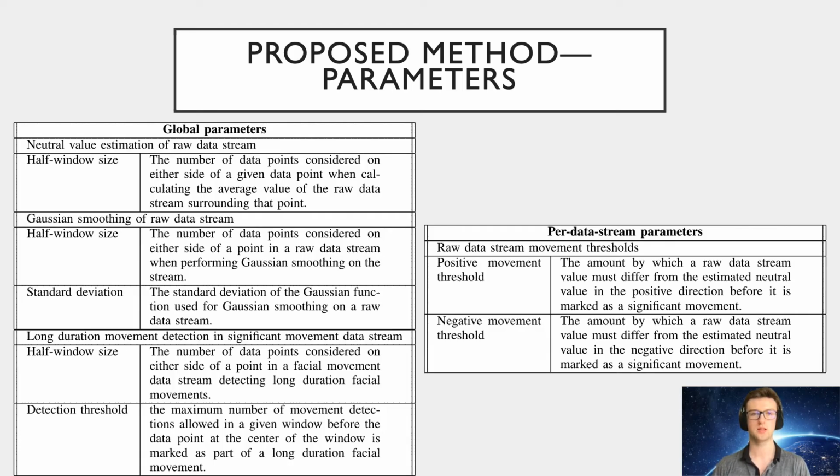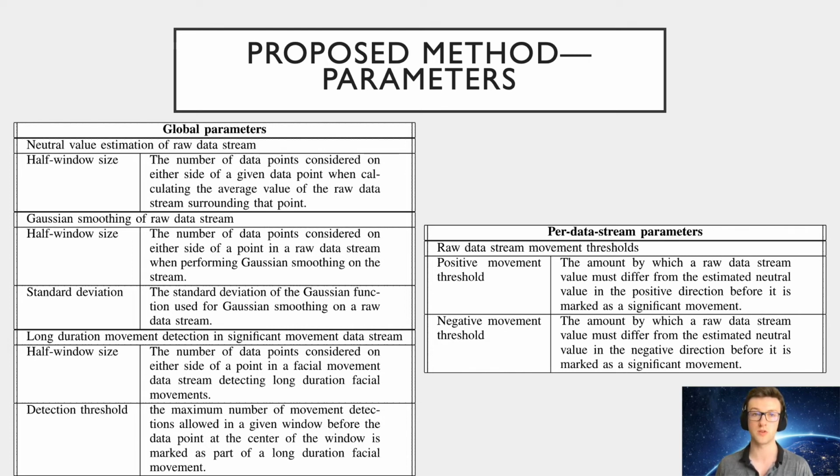The method has a number of configurable parameters, some that are configured globally and some that can be configured on a per facial feature basis. For the rolling average used to calculate the neutral positions of facial features, a window size must be defined. The area and position data of each facial feature is also smoothed using Gaussian smoothing, which requires a window size and a standard deviation to be defined.